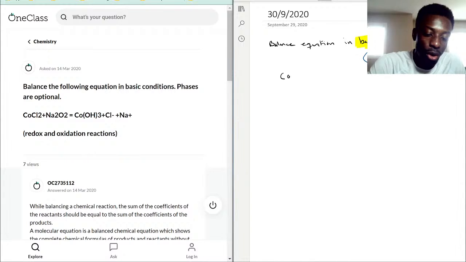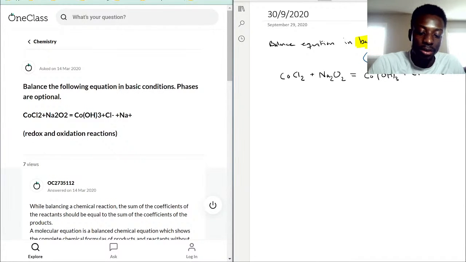So CoCl2, cobalt chloride. This is an example of an ionic compound, by the way, plus sodium peroxide. It probably has a different name though, because this is a different one. You notice it's Na2O2. Usually you would see Na2O. So this one's already very strange. And this turns into cobalt hydroxide, Co(OH)3, like that, plus Cl, that's chlorine, and sodium. And they're just kind of floating there as ions, okay? So this is what we have as our starting equation.